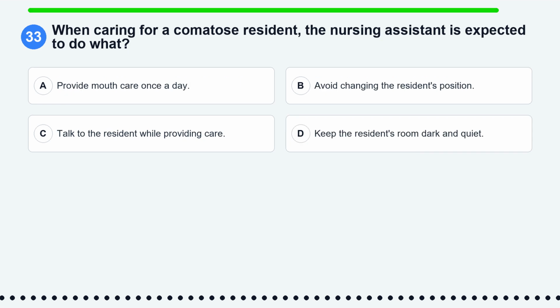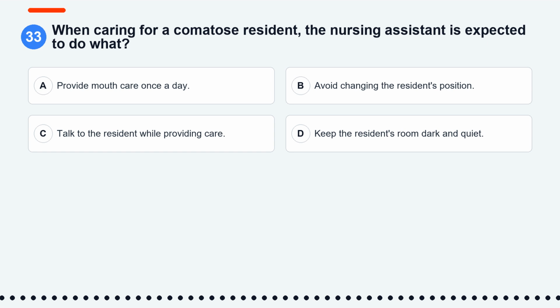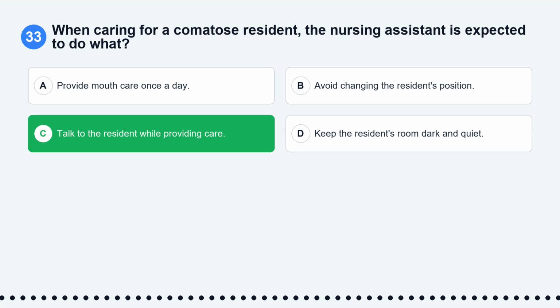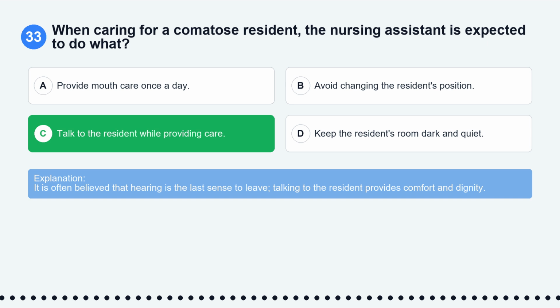Question 33. When caring for a comatose resident, the nursing assistant is expected to do what? Option A. Provide mouth care once a day. Option B. Avoid changing the resident's position. Option C. Talk to the resident while providing care. Option D. Keep the resident's room dark and quiet. The correct answer is option C. Talk to the resident while providing care. It is often believed that hearing is the last sense to leave. Talking to the resident provides comfort and dignity.